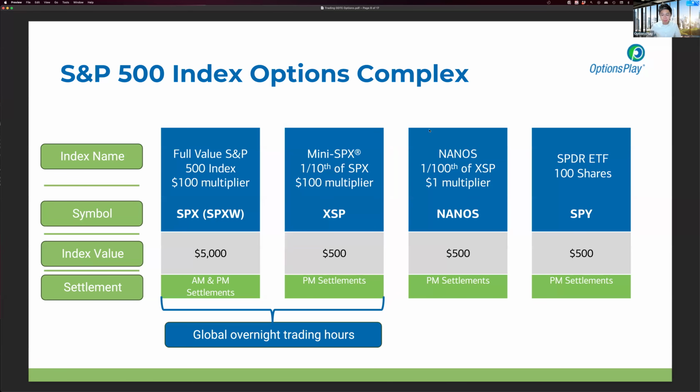But from my perspective at the moment, nanos as a product just simply isn't quite liquid enough, in my opinion, for most trading of these types of products. These are newly listed products. There's not a lot of volume in them right now. So that's something to be aware of when you're trading S&P 500 index options.